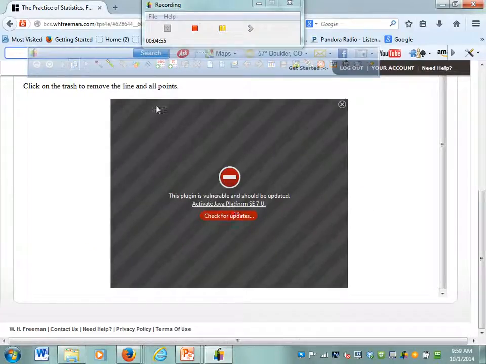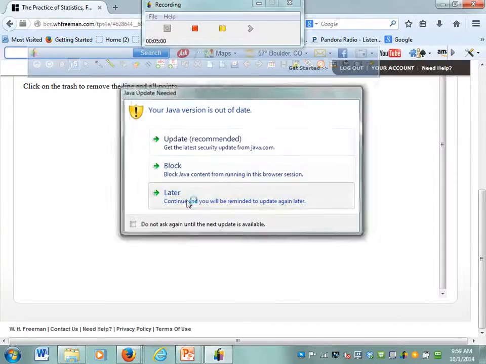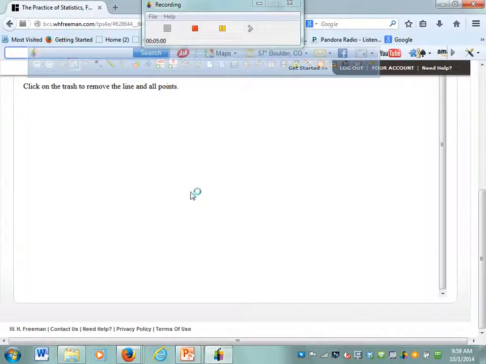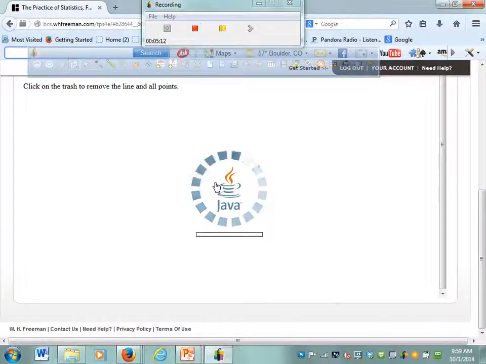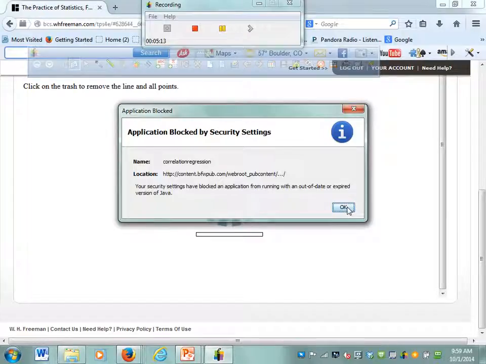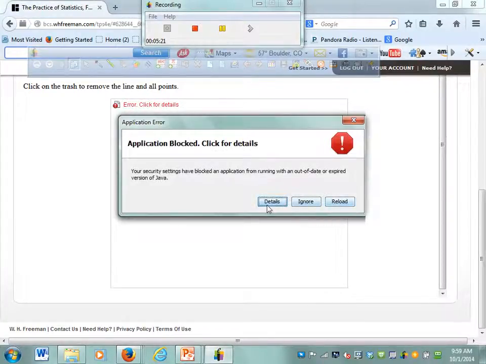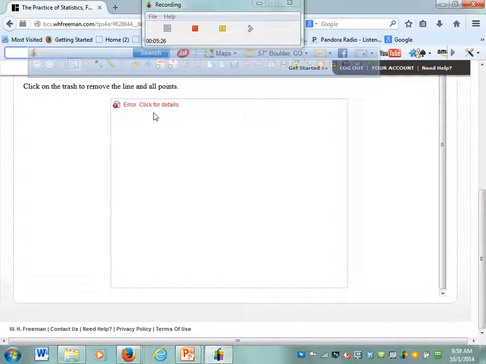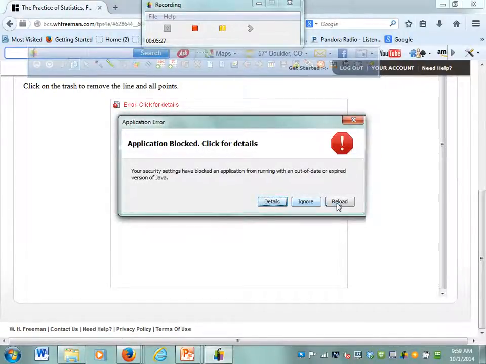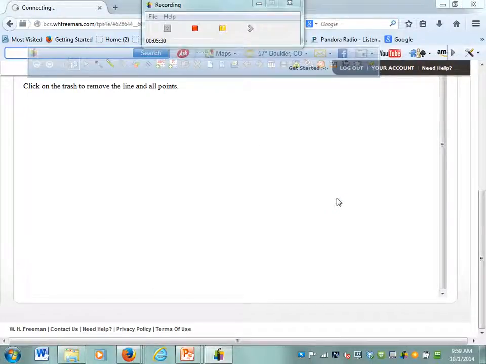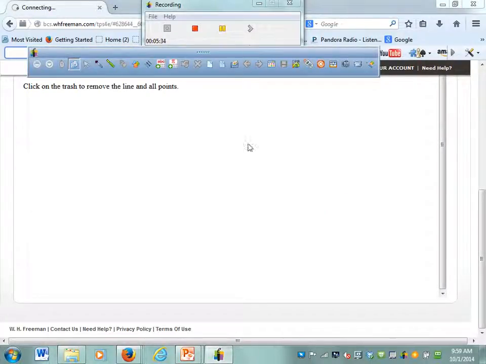Activate Java platform. Allow and remember. Come on, please work. You worked at home. Come on, buddy, you can do it. It's almost there. Application blocked by security settings. Click for details. The internet is blocked. Ignore it. Let me try again. Reload. Let's try one more time. Is it working? It's worth a shot.